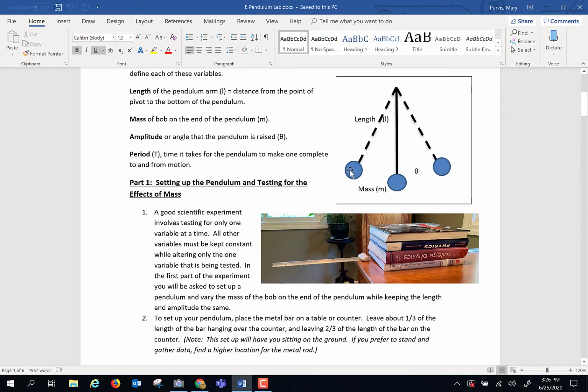That is 1 period. Period is not just all the way over. Period is all the way over and back again. And that is a measurement of time, and we're going to measure that in seconds.